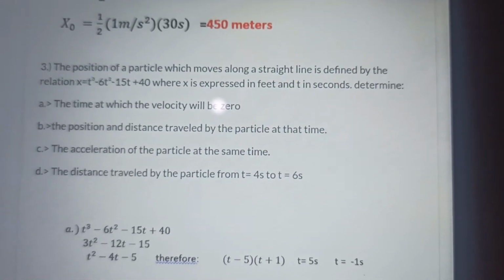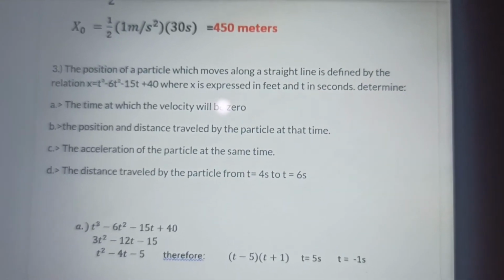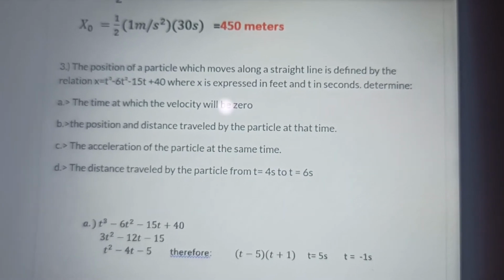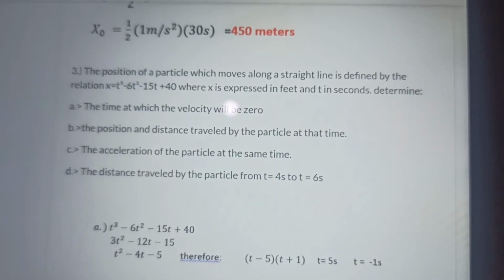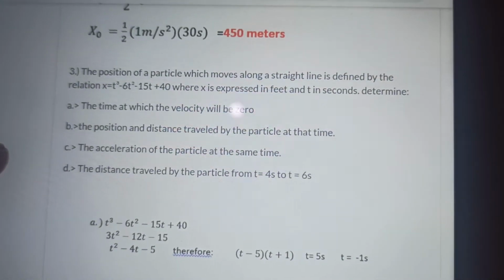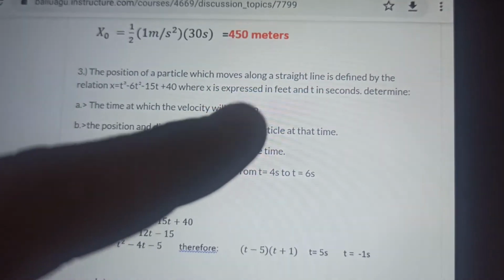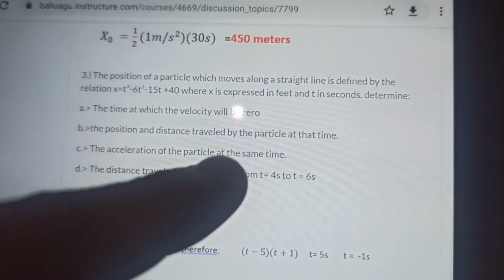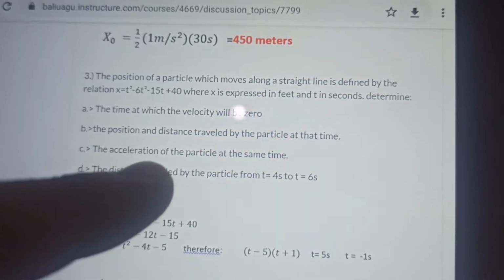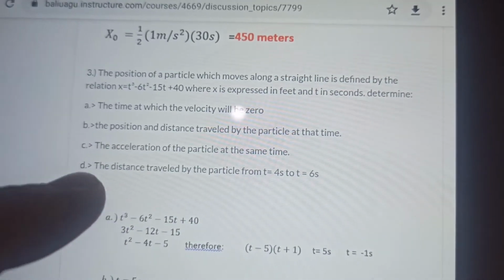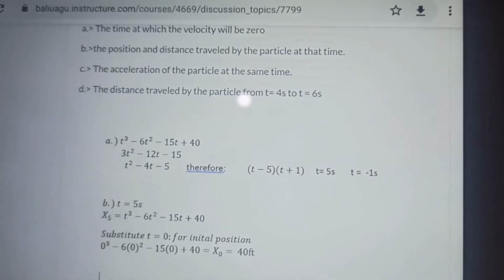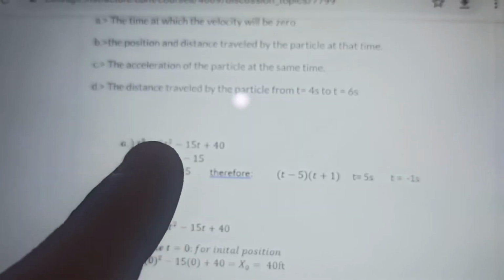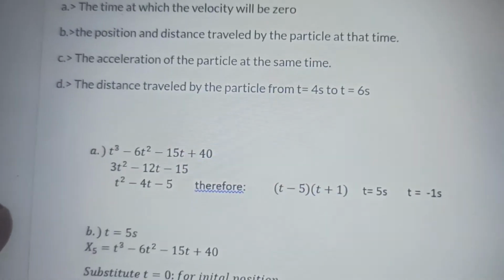So, third problem. The position of a particle which moves along a straight line is defined by the relation x equals t raised to 3 minus 6t raised to 2 minus 15t plus 40, where x is expressed in feet and t in seconds. Determine: a, the time at which the velocity will be 0; b, the position and distance traveled by the particle at that time; c, the acceleration of the particle at the same time; d, the distance traveled by the particle from 4 seconds to 6 seconds. So, we have the function t raised to 3 minus 6t squared minus 15t plus 40.